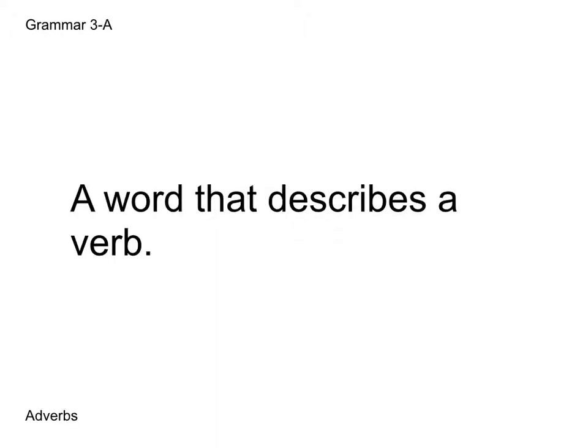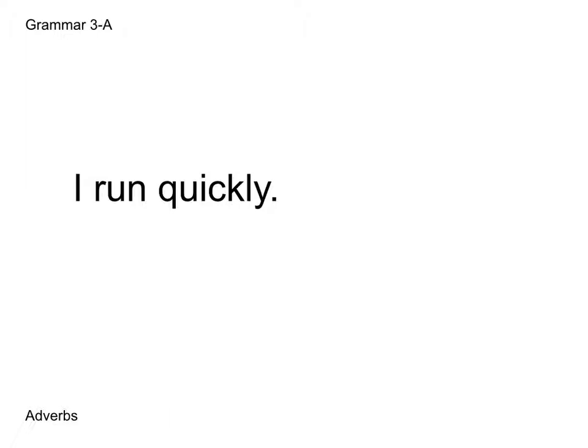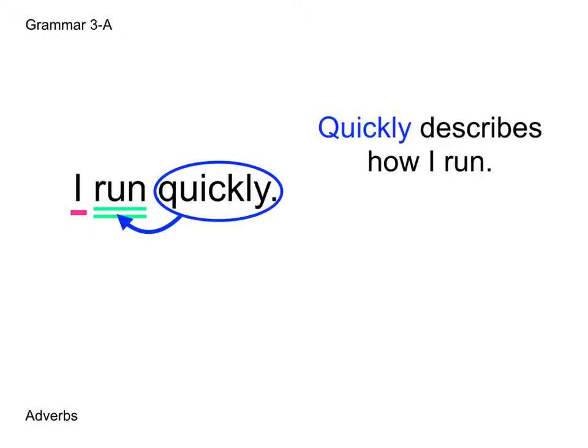Adverbs are words that describe a verb. So let's look at an example. We have I run quickly. So let's get the subject and verb settled. We have I as our subject and run as our verb. So what in this sentence is describing run? Quickly. Quickly is describing run. Quickly is describing how I run.